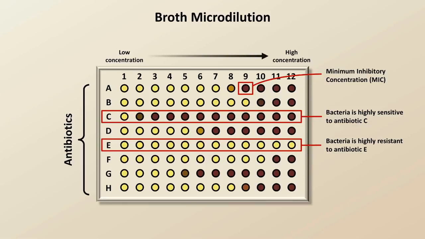The major advantage of the microdilution method is that it is much less labor intensive than macrodilution. The disadvantage is that there is much less flexibility in what antibiotics are tested for a given isolate, as the trays are typically purchased pre-filled.